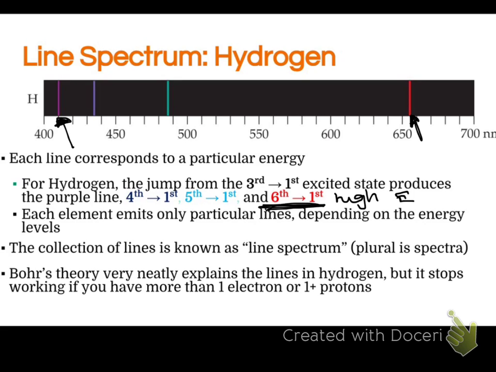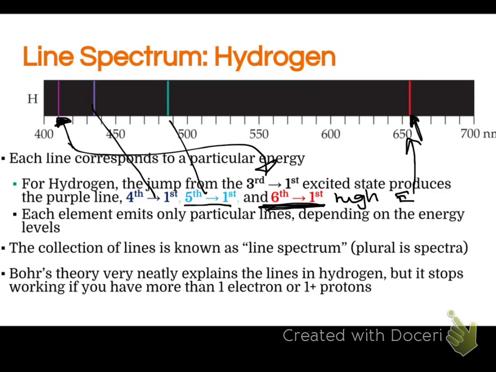And that means that in the visible spectrum anyways, the highest energy color is red. So when an electron goes from the 6th orbit down to the 1st orbit, it creates a beam of red light. When it falls from the 5th to the 1st, you get this beam of blue light. From the 4th to the 1st, you get this like purple color, and from the 3rd to the 1st, you get this brighter purple. It's close to the UV spectrum, actually.